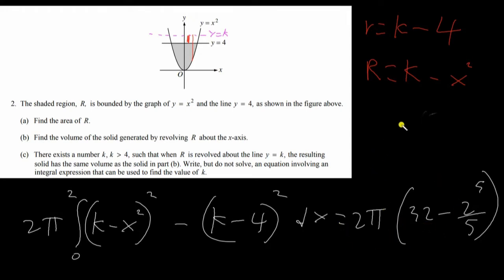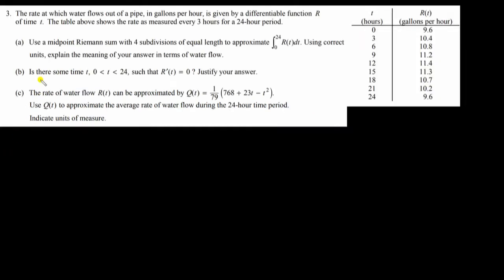Okay, now let's move on to question number 3. So question 3, we have water flowing out of a pipe given by a differentiable function r of time t. The table above shows the rate as measured every 3 hours for a 24-hour period. This table here. And for part A, we have to approximate the integral from 0 to 24 of r of t by using a Riemann sum with 4 subdivisions of equal length. That's nice. Equal length is pretty rare on the AP exam, so it's a little nice touch they give us. Using correct units, explain the meaning of your answer in terms of water flow.